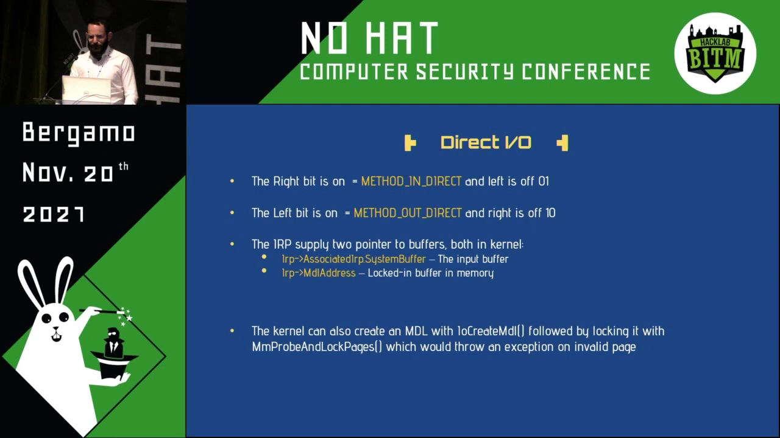So the only difference between direct in and direct out is which buffer is always in a fixed position in the physical page. The first buffer is also in system buffer, and the second one is accessible by IRP MDL address. Now the kernel can also request to create an MDL by calling IoAllocateMdl, followed by locking it with MmProbeAndLockPages. Now, if you try to lock an invalid page, it's the same stuff as earlier. You try to reference invalid memory, and it will throw an exception. So again, you must handle it and put it in a try except block.